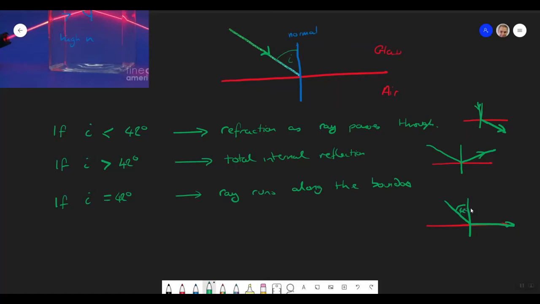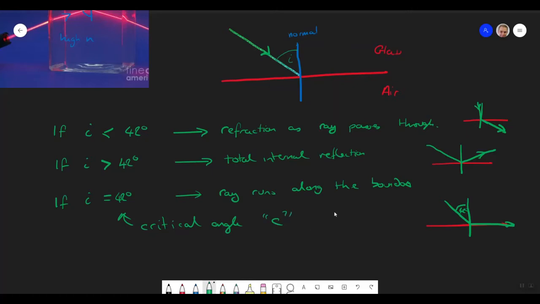And that is unique for different materials. So glass has a critical angle of about 42 degrees. Water has a different angle. Diamond has a different angle. For diamond, it's about 24 degrees, which means that it's quite likely that things will reflect. So this angle that you measure is called the critical angle, and that's often written as C.